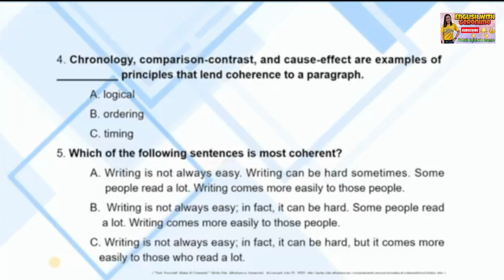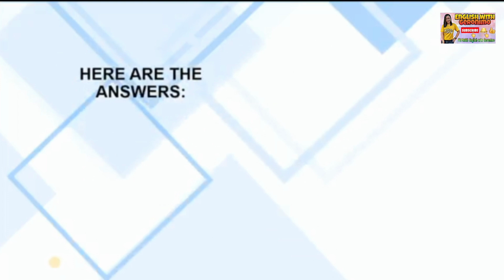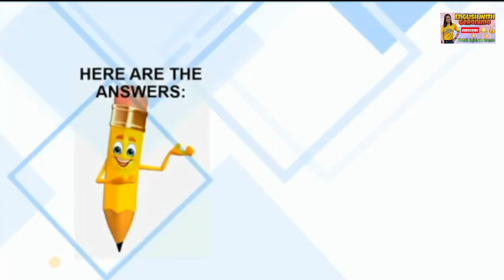Here are the answers. 1. B. 2. C. 3. A. 4. B. And number 5. C. In our previous lesson, we have learned how to use structures of modification. Other than this, it is also important for you to know how to expand ideas using cohesion and coherence.